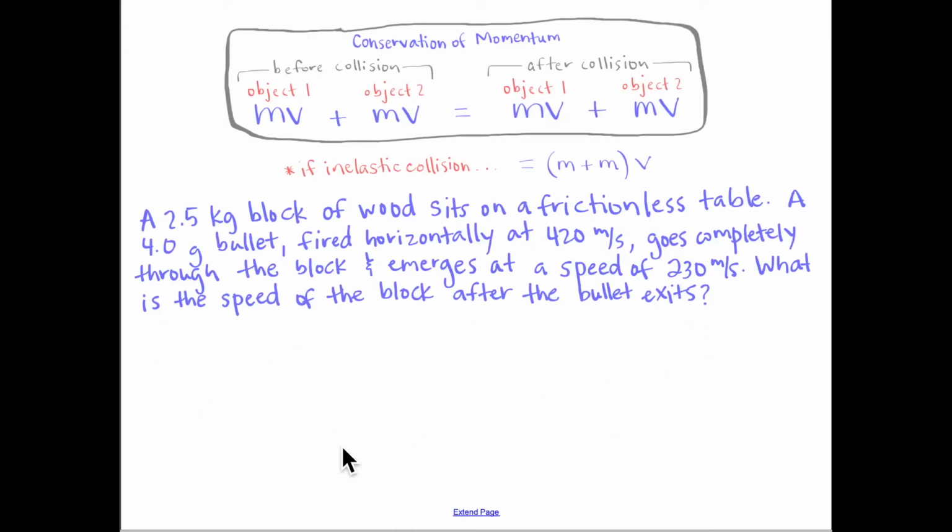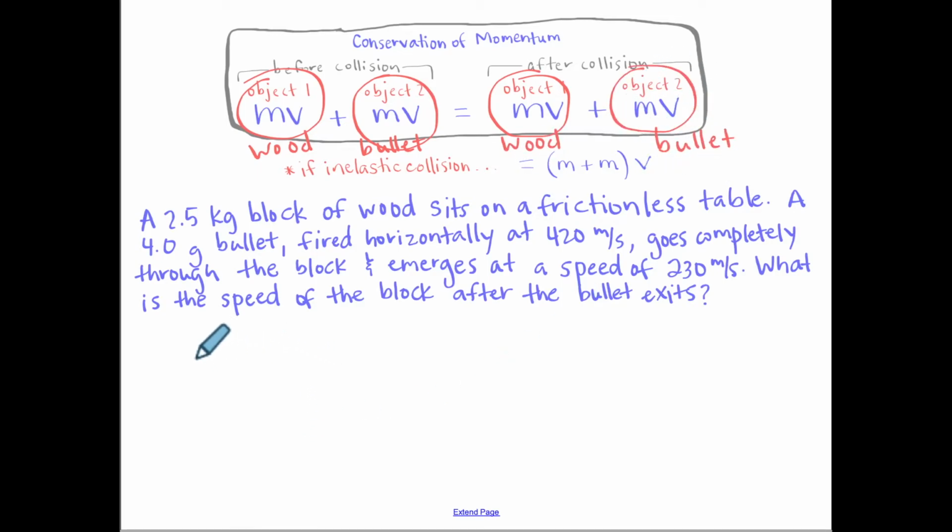For the rest of the problems in this lesson, we are going to be using this equation. So in this case, we have a block of wood. That's going to be object 1, and it's sitting there on the table. And then we have a 4-gram bullet. That's going to be object 2. On the right-hand side, object 1 is still going to be the block of wood, and object 2 is still going to be the bullet. So when we start out our equation, we're going to put information in for the wood first.